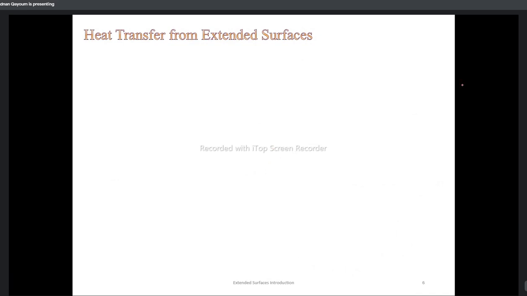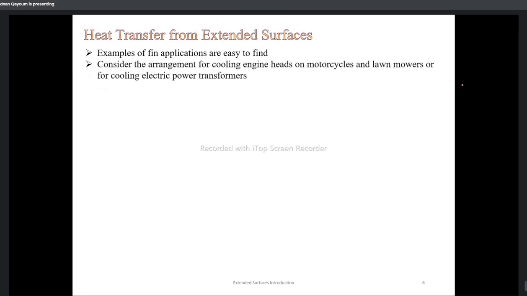Okay, so let's try to find examples of fin applications in our day-to-day lives. You must have seen that in motorcycles the engine is exposed. The engine is cylindrical, and you must have seen ring-like structures on it, circumferential rings, an array of rings on the cylinder of the motorcycle engine. They are nothing but fins, so that you are increasing the surface area exposed to friction. Again, lawnmowers, electrical lawnmowers have it too.